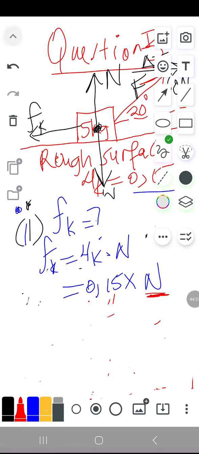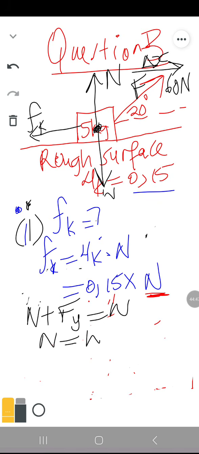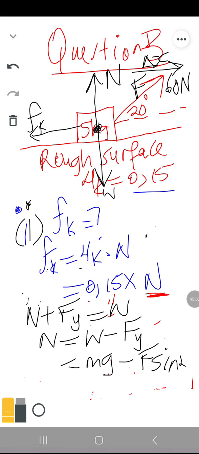So we said normal force plus Fy is equal to the weight, which means normal force is equal to weight minus Fy. I just shifted that Fy to the right, and as you can see, it becomes negative. Remember, weight is mg, minus Fy. You must know the formula for Fy: from the givens, it's F sine θ. I hope you know this, guys. If it was Fx, it's F cos θ. So you need to know that.